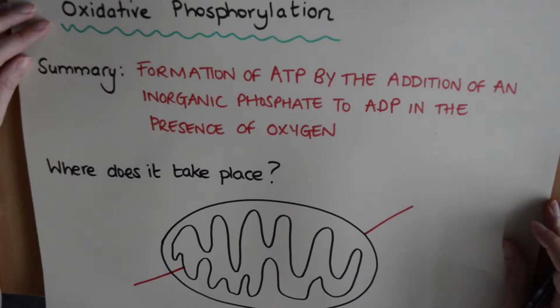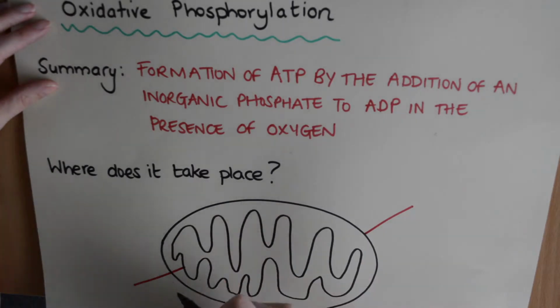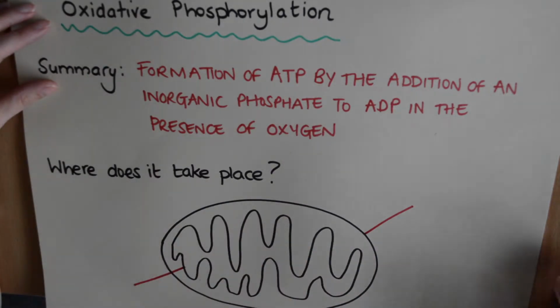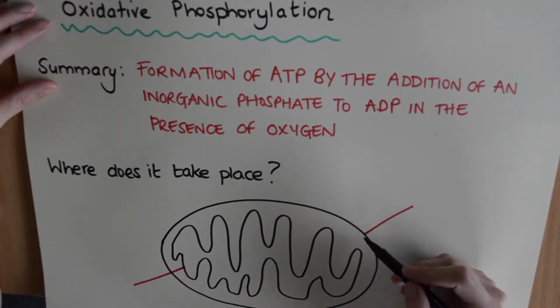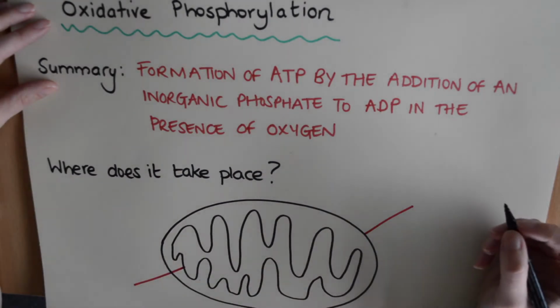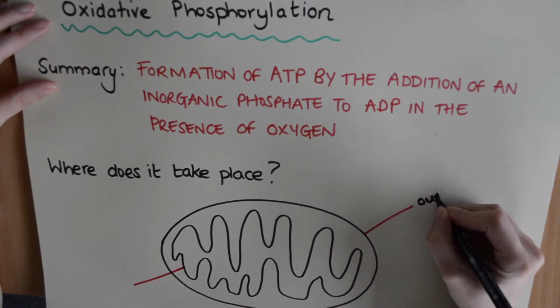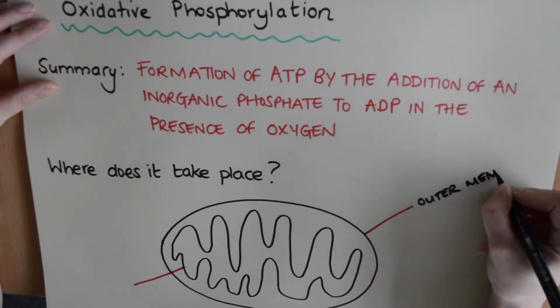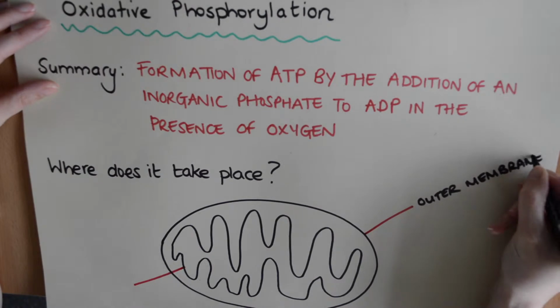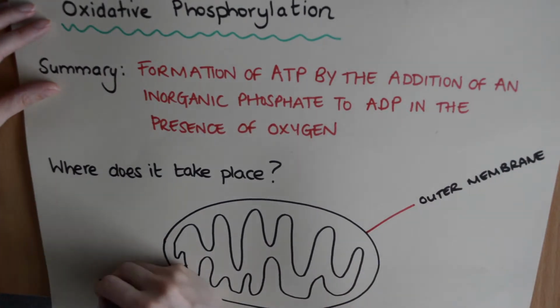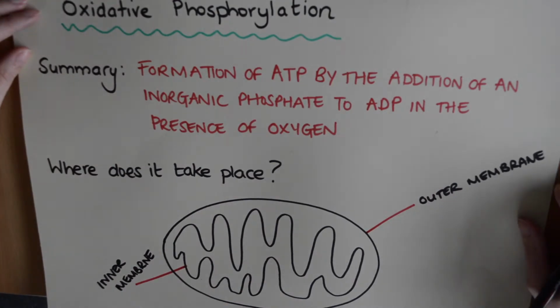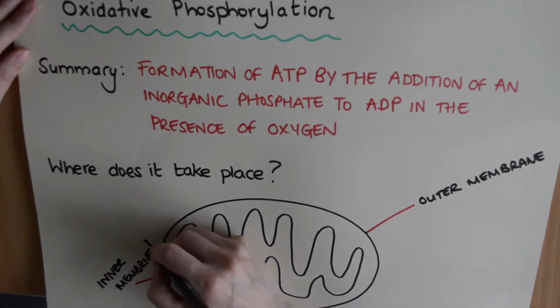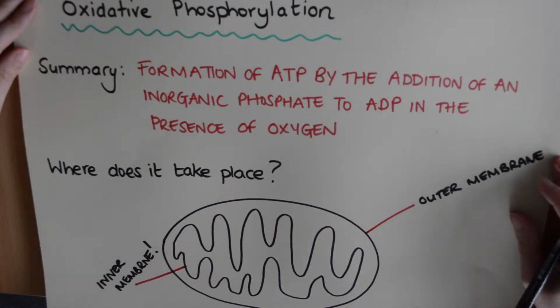So where does oxidative phosphorylation take place? This is a very simple diagram showing a typical mitochondria, and what you can see is there is an outer membrane and there is an inner membrane. Now, oxidative phosphorylation takes place on the inner membrane of the mitochondria.